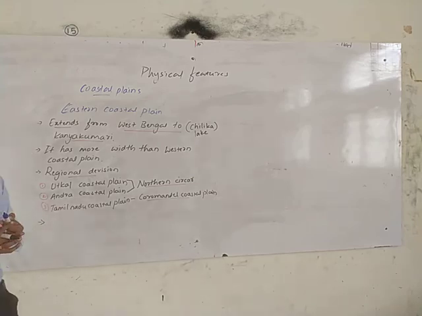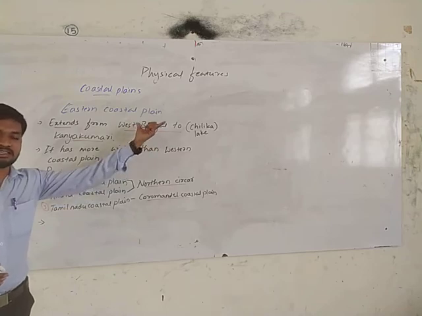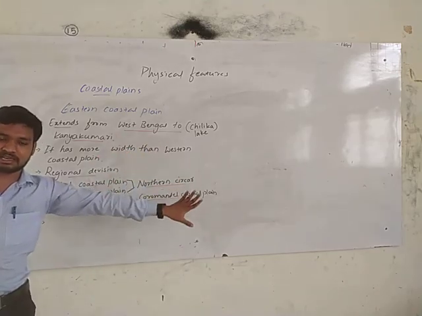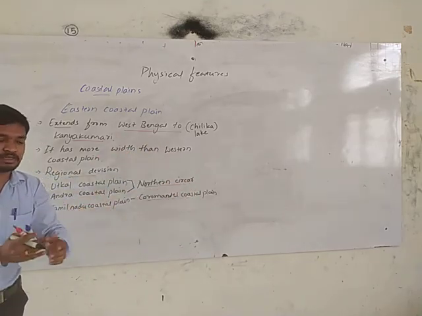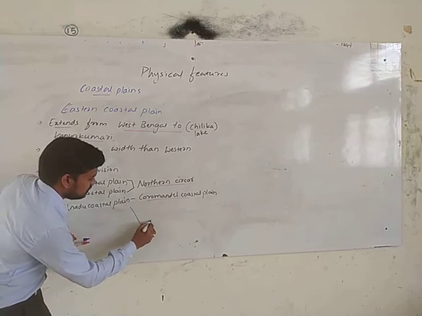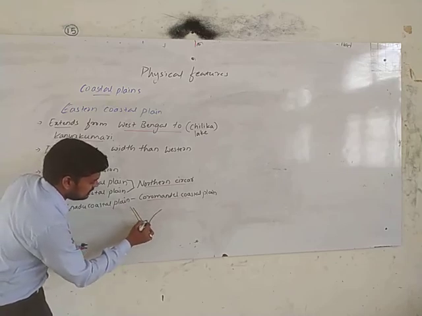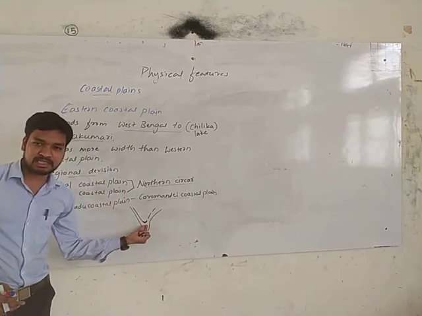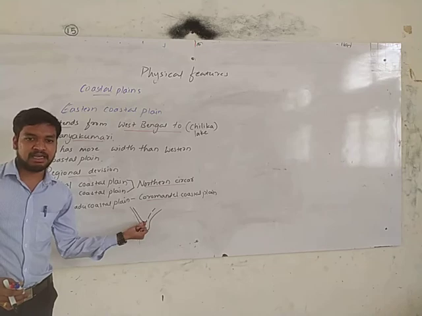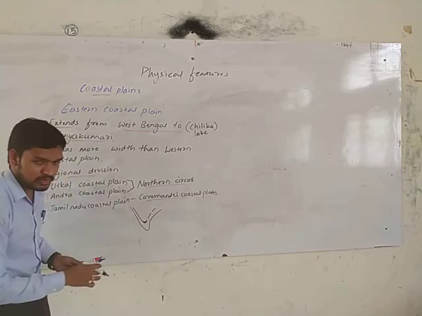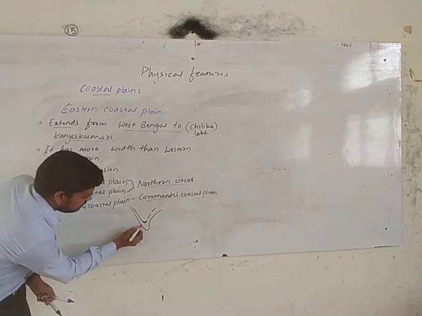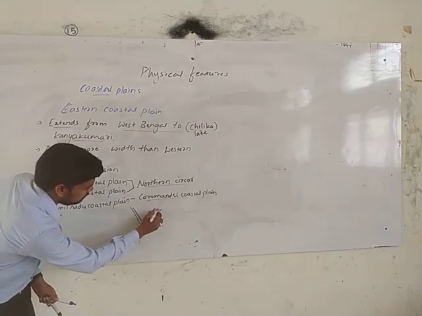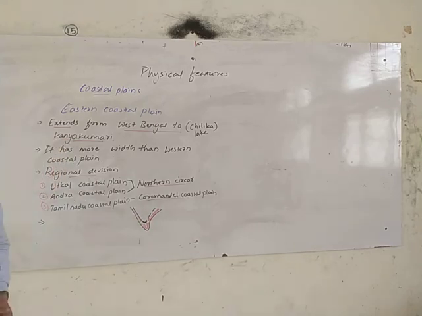Compared with the western coastal plain, it has more width. As you go towards the southern part, in both the western and eastern coastal plains, the width is more because the Western Ghats and the Eastern Ghats get connected here. Where they merge is called the Nilgiri Hills. In the southern part, you don't have any other mountains, so the width of the coastal plain increases in both directions.